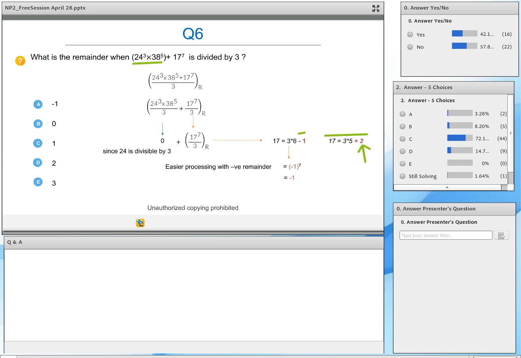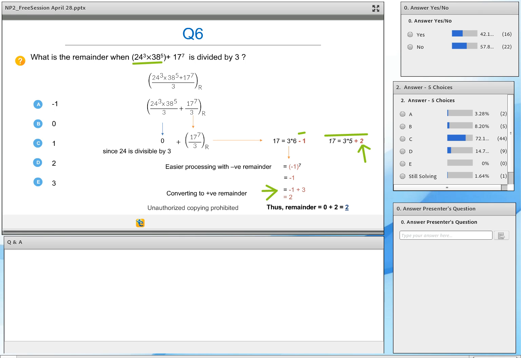And now to convert that back into a positive remainder, what I have to do is minus 1 plus 3, because that's the processing that I have to do. You take the negative remainder, add the divisor back to it, and you get your positive remainder as 2. So the correct answer over here is 2. Versus if I had used my positive remainder concept, then I would have had to do 2 raised to the power 7, and then figure out the remainder when that's divided by 3, and that would have been a really long drawn calculation.